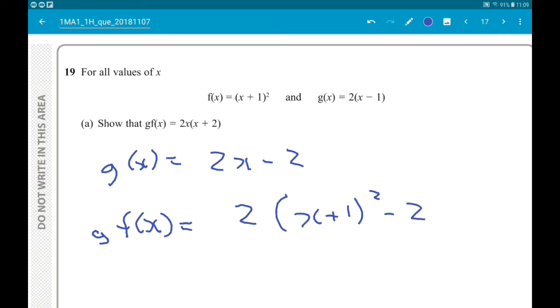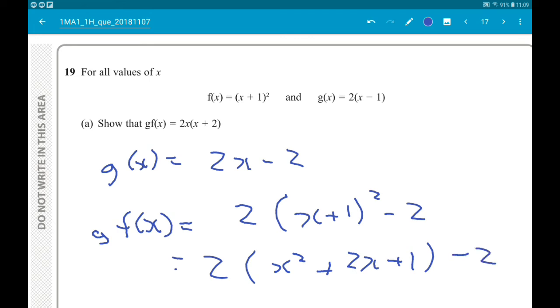Okay, so we're obviously going to need to simplify that. So x add 1 squared, remember, means x add 1 times x add 1. So we have 2 lots of x squared add 2x add 1, minus 2.